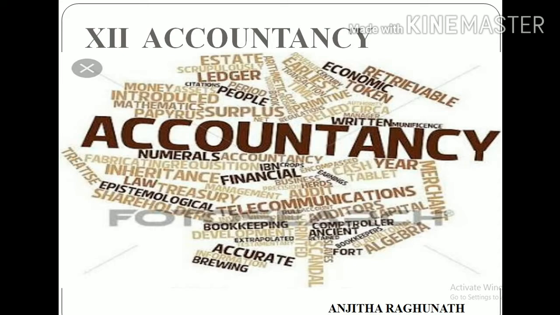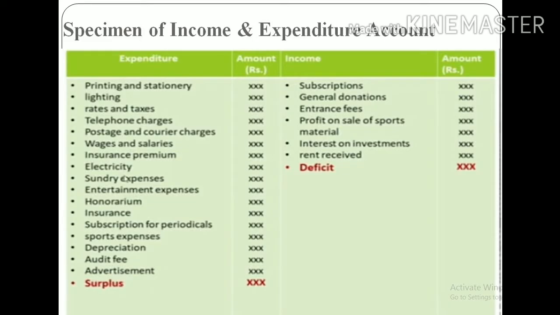In the last class we discussed the financial statements of not-for-profit organizations. The first financial statement is the receipts and payment account, and the second one is the income and expenditure account. The theoretical aspects we discussed in the last class. So today we are discussing how to prepare the income and expenditure account, which is one of the important financial statements of a not-for-profit organization.